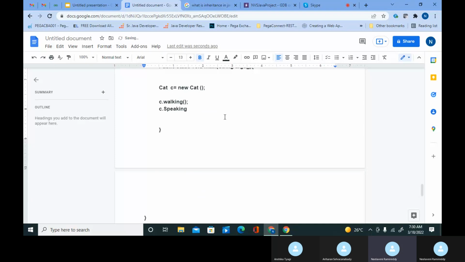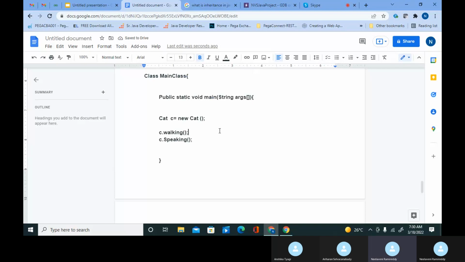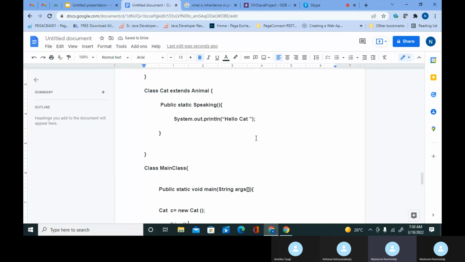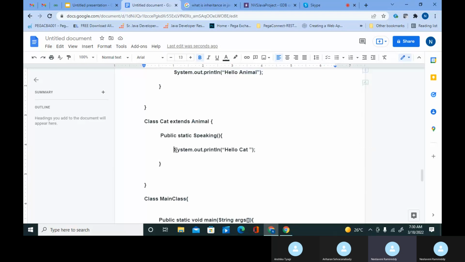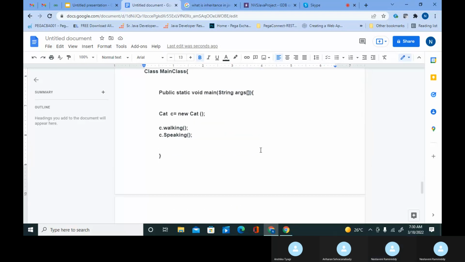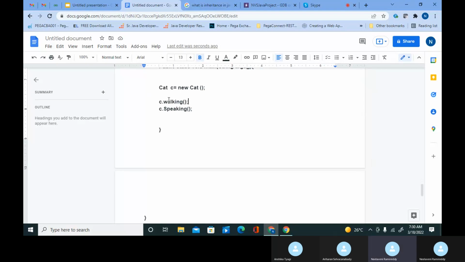Okay. What is the expected output here? We are going to get this println, and at the same time we are going to get the hello cat. So from this I'm going to call the parent method, from this subclass or child class method.